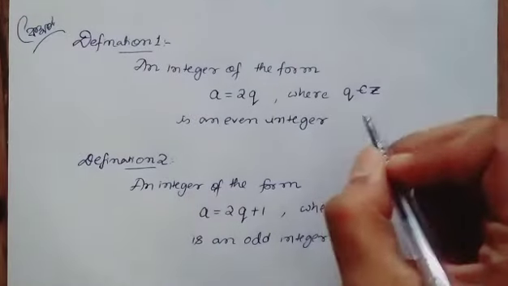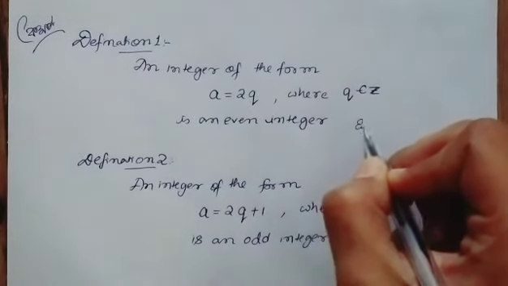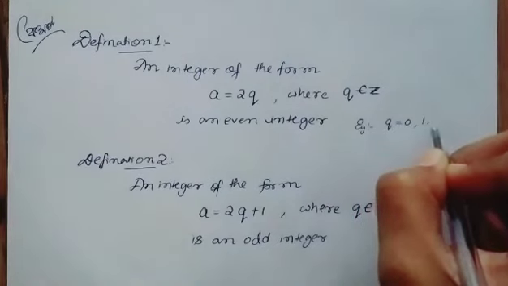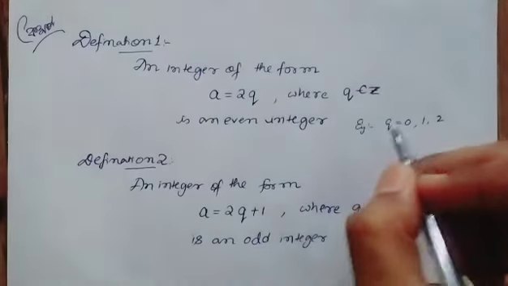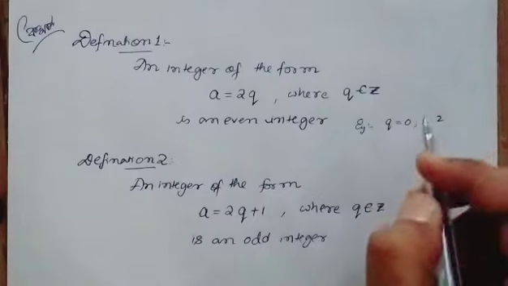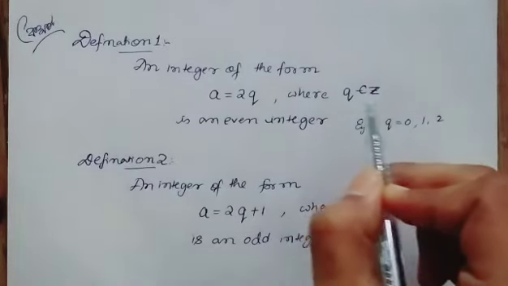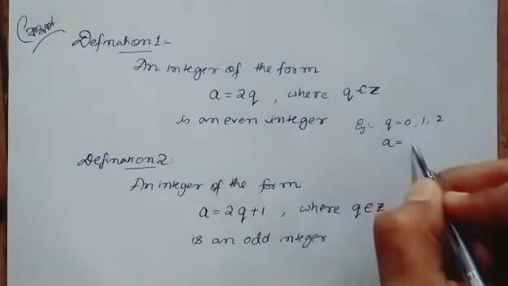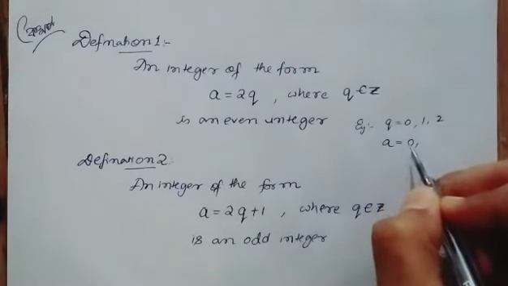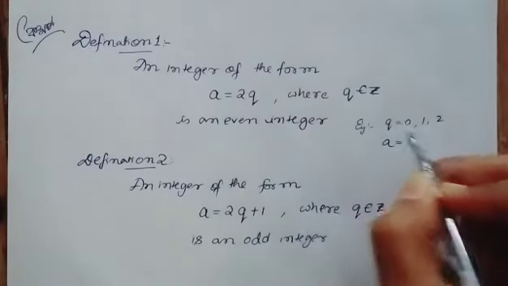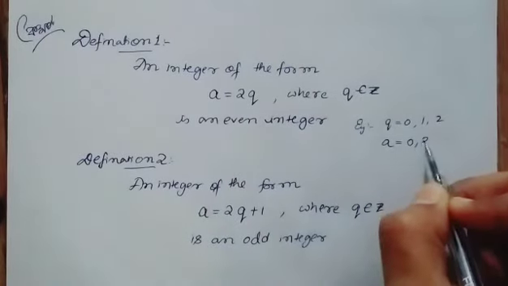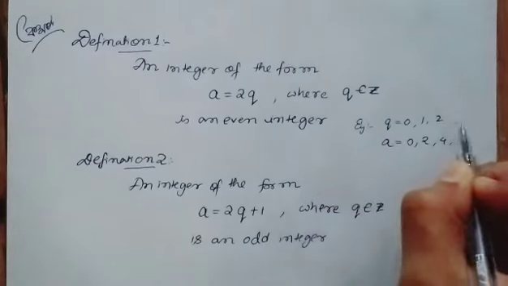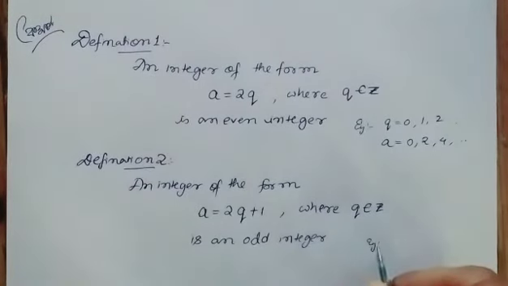So you can take an example, like for q to be 0, 1, 2. These are positive integers, I have considered the values of positive integers. Then you will get the values of a: 2 into 0 is 0, 2 into 1 is 2, 2 into 2 is 4, and so on.